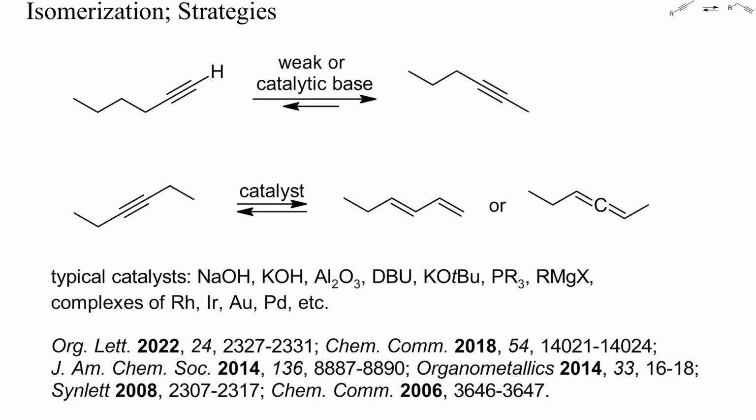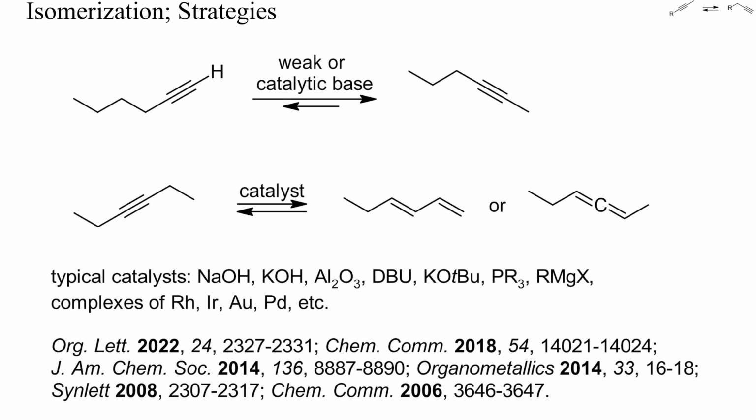Catalyzed isomerizations usually yield the thermodynamically most stable isomer. Typical catalysts are bases and various transition metal complexes. Internal alkynes are generally more stable than terminal alkynes, and simple terminal alkynes can often be isomerized to internal methyl alkynes, as in the first equation shown here.